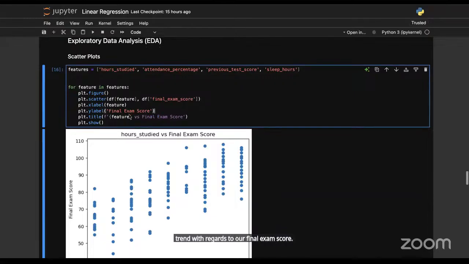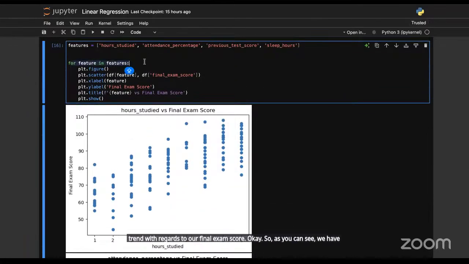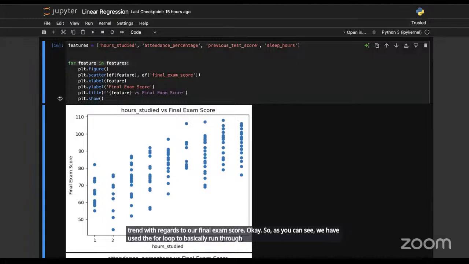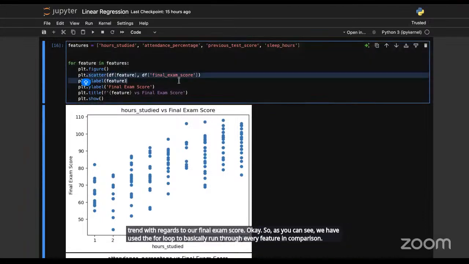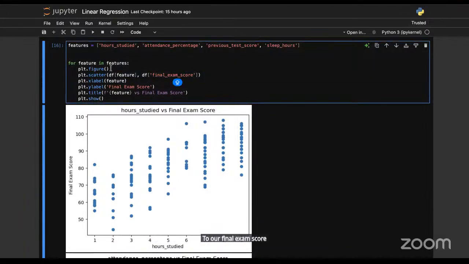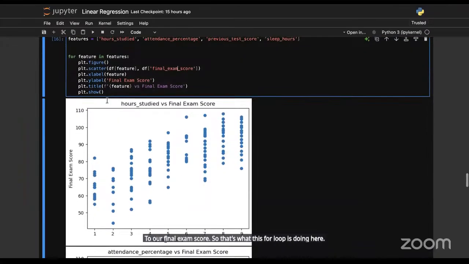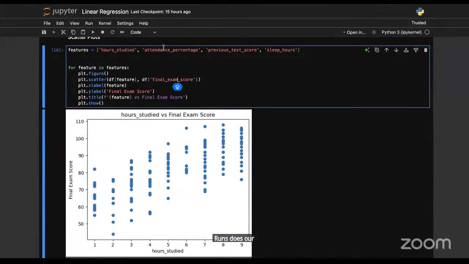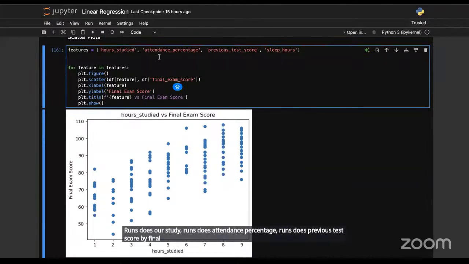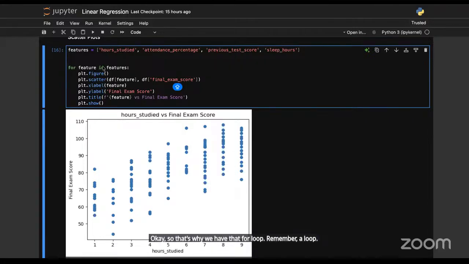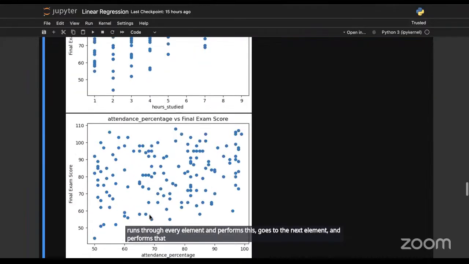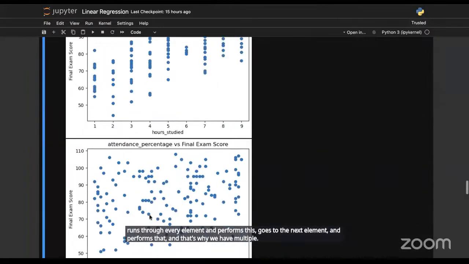Okay, so as you can see, we have used a for loop to basically run through every feature in comparison to our final exam score. So that's what this for loop is doing here. It runs hours studied, attendance percentage, previous test score by final exam, sleep hours by final exam. Remember, a loop runs through every element and performs this, goes to the next element and performs that. And that's why we have multiple scatter plots.